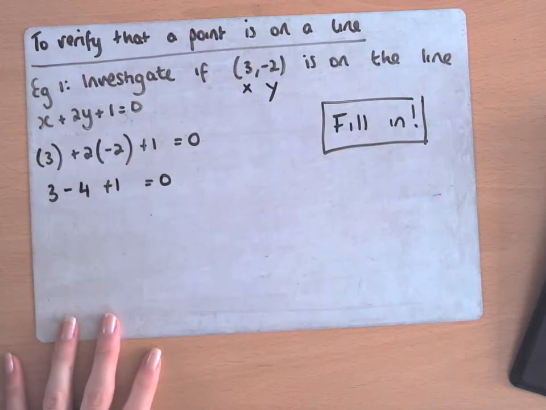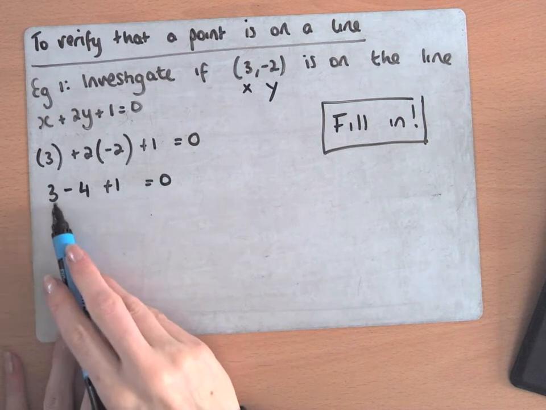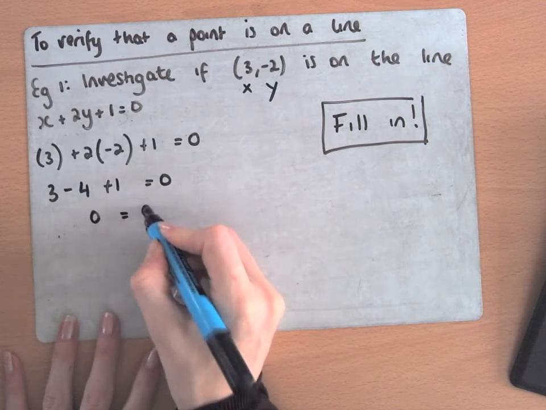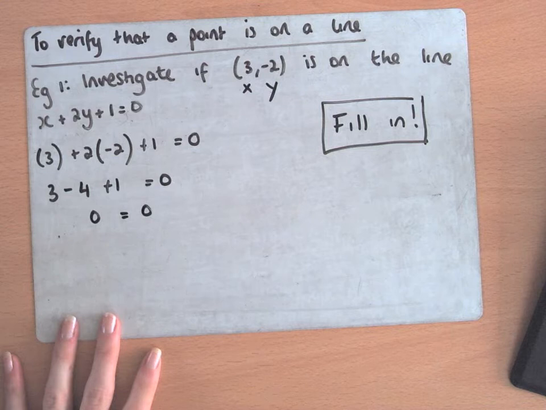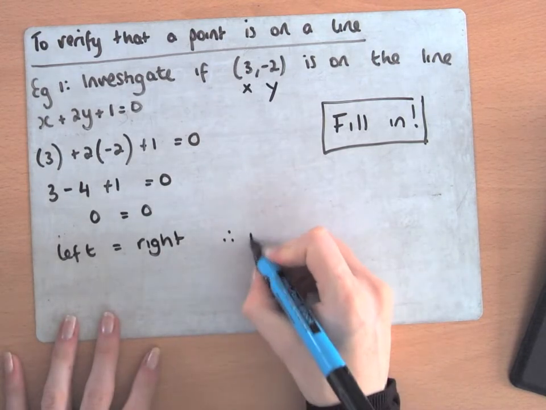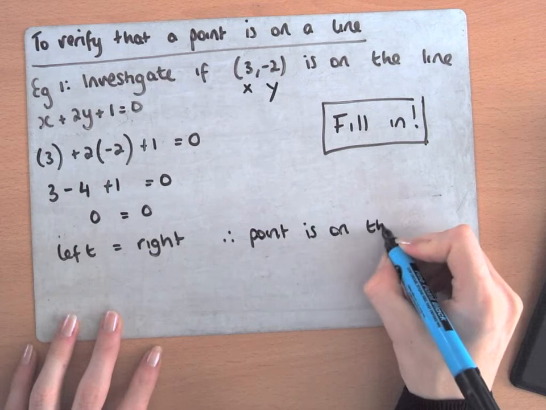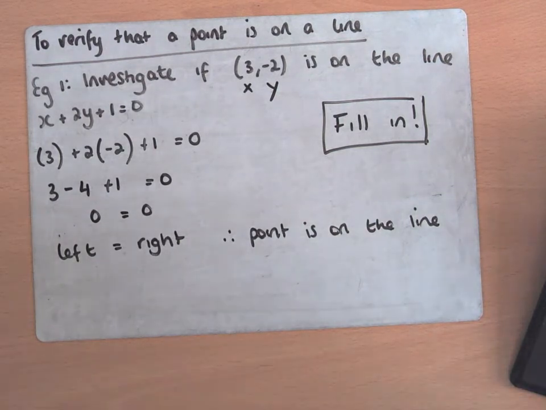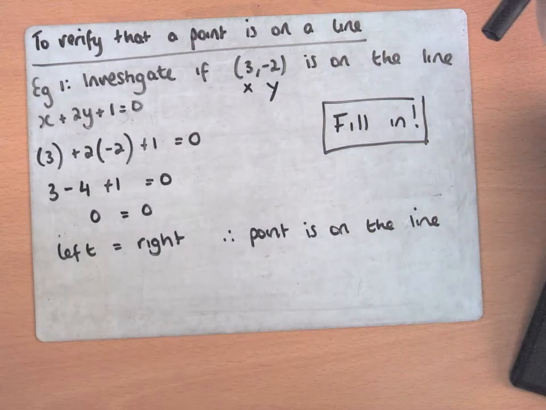Because I keep doing things wrong today. Okay, 3 take 4 is minus 1 plus 1 is 0. 0 equals 0. So the left is equal to the right. Therefore, the point is on the line. Okay? So you're always just looking for the left-hand side to equal the right-hand side, and if they do, the point is on the line. Are we all right with that? Yeah, let's just do one more.